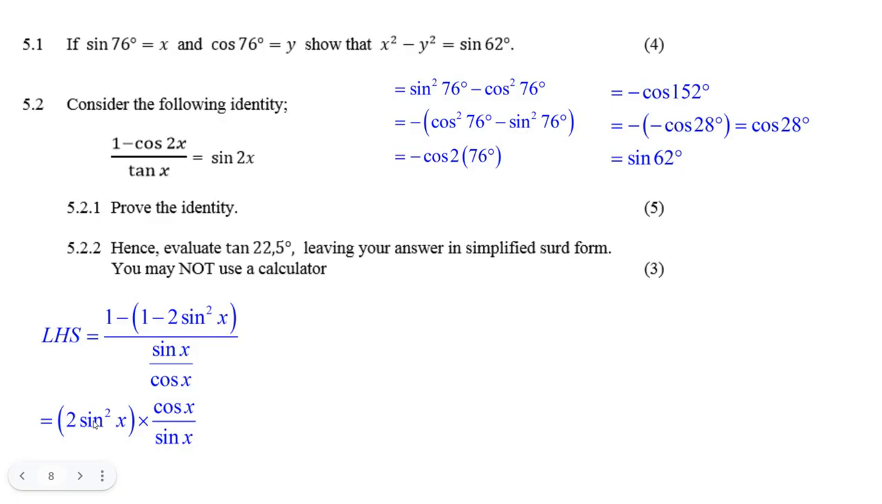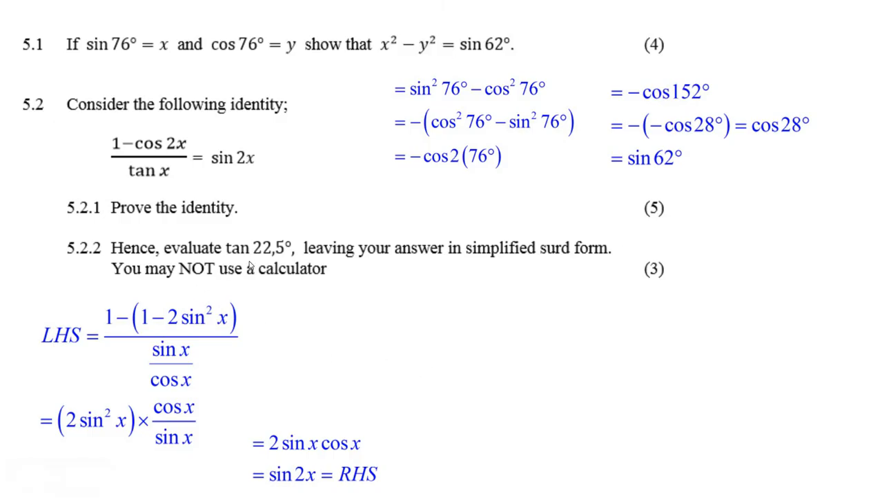But then, hang on, won't that sine x, one of them, cancel with this sine x here? We're going to end up with 2 sine x cos x, and that's an identity. It equals the sine of 2x, which is equal to the right-hand side. So we prove the identity. There's the first 9 marks.